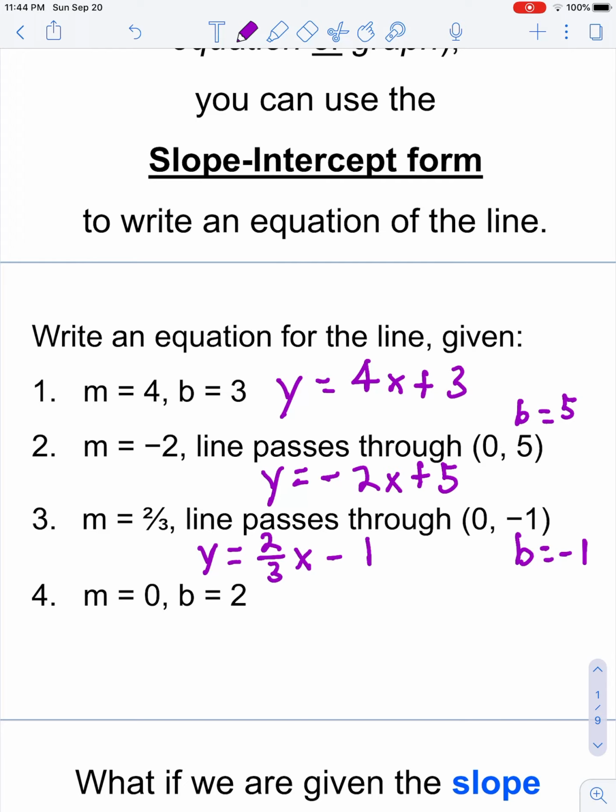Finally, in our fourth example here, the slope value is 0 while the y-intercept is 2. That's going to give us y equals 0x plus 2. Of course, we know 0 times x becomes 0, so this equation simplifies to become y equals 2. In these instances where you know the slope and the y-intercept, or it's easily identified, you should use the slope-intercept form to write the equation of the line.